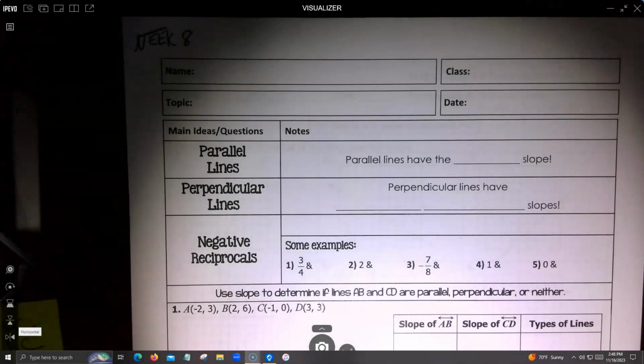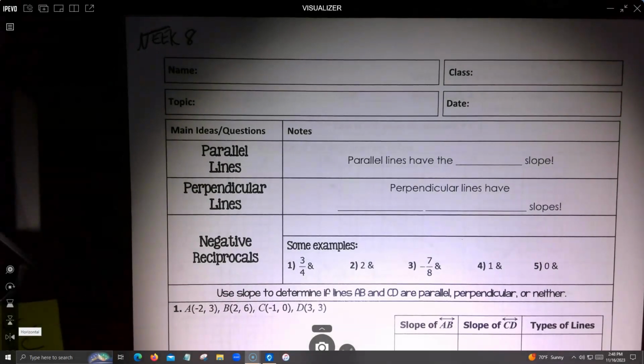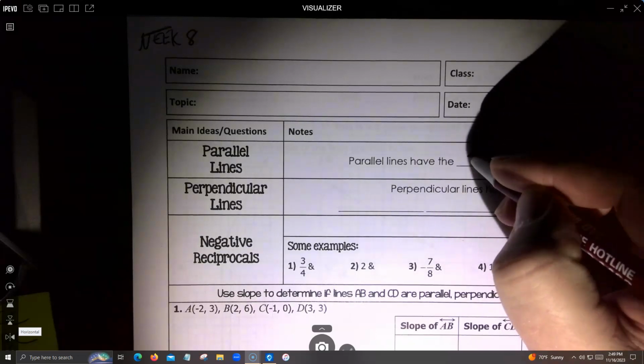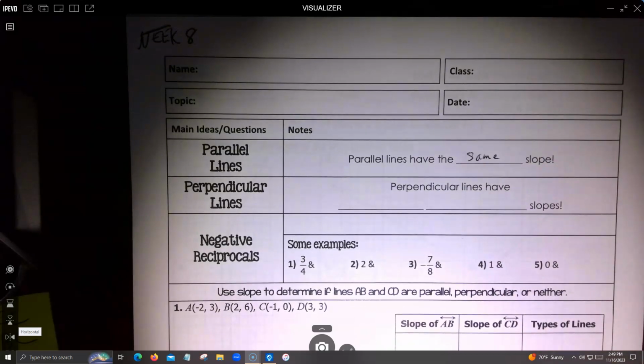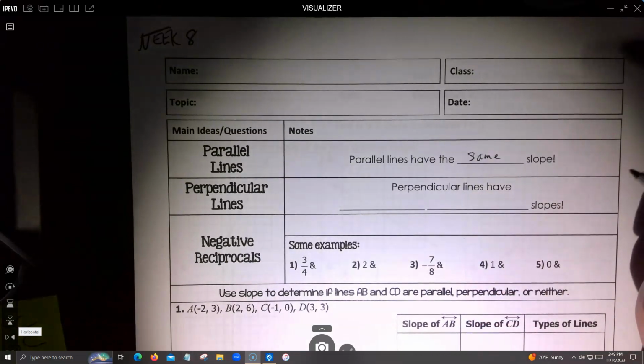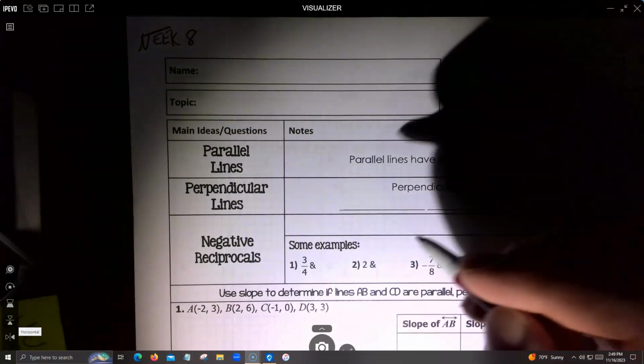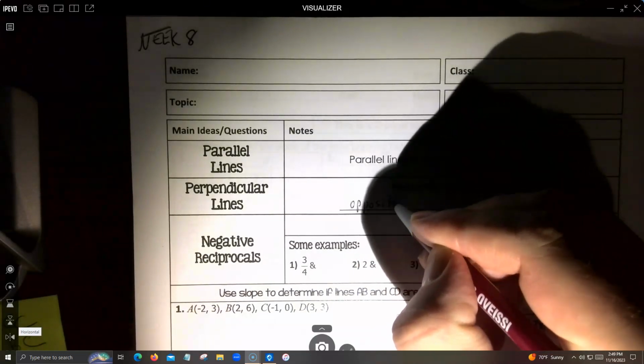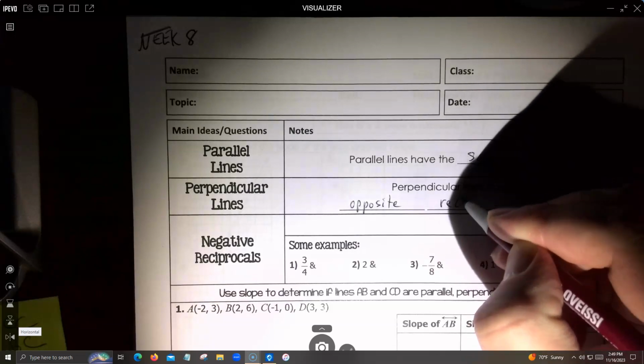All right, today's lesson is on parallel lines and perpendicular lines, and how do you determine if two lines are parallel, perpendicular, or neither. Okay, so just a recall from Algebra 1 that parallel lines have the same slope, and if you have two perpendicular lines, their slopes will be opposite reciprocals.